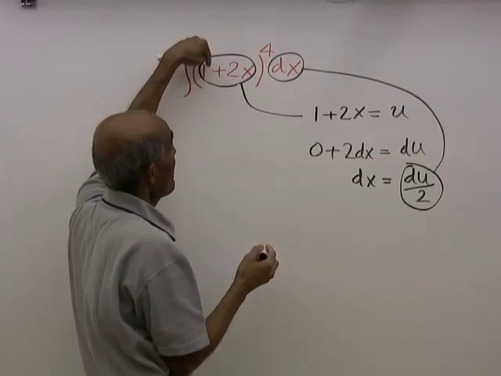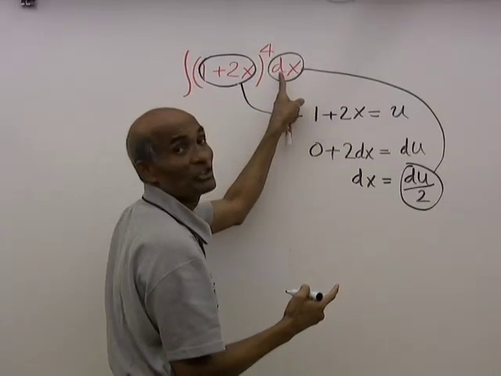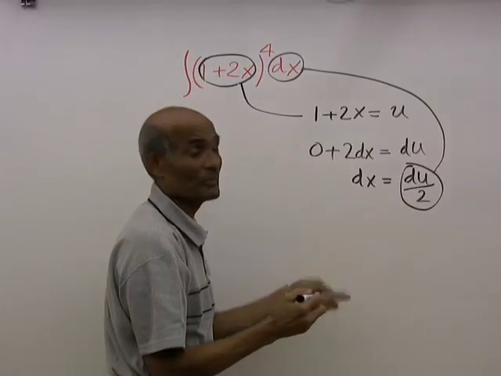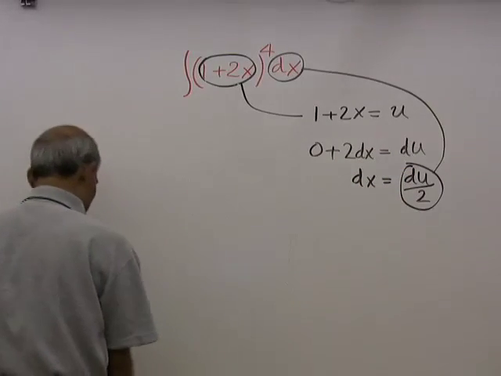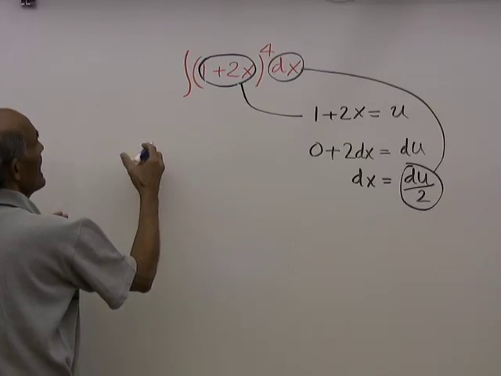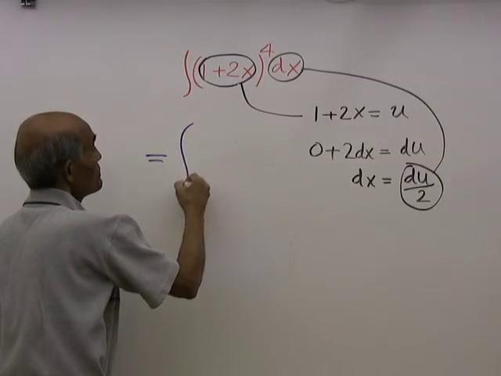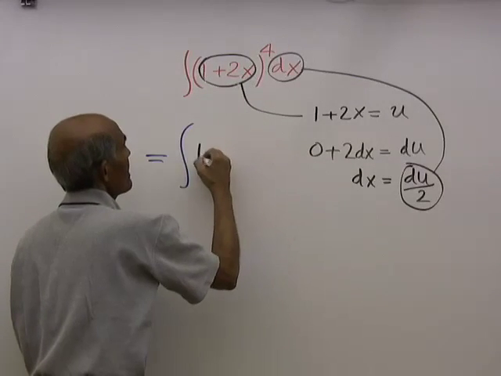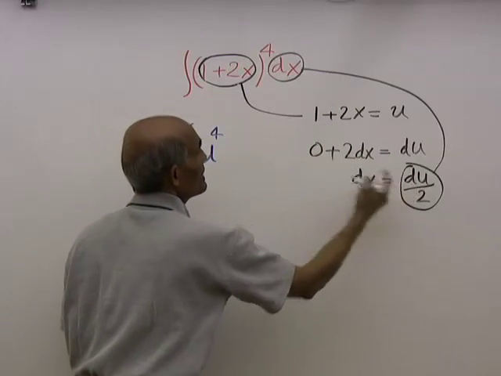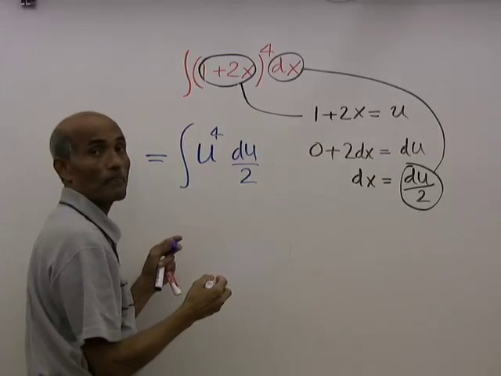So, our 1 plus 2x will become u, and this dx will now become du divided by 2. So, what does our integral now become? We can now write this integral as equal to integral, this quantity is now u to the power of 4, and our dx is now du divided by 2.